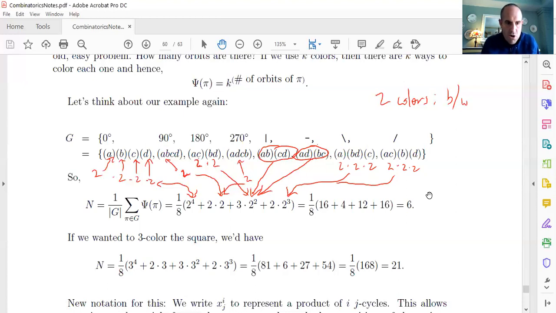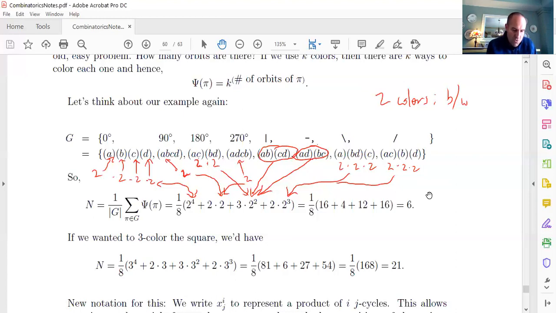So all we're doing is we're going to each one of these permutations, and we're counting the number of colorings that are fixed by that permutation. And the way we're doing that is we're simply saying, look at each one of the cycles and put a color on that cycle. Everything else is automatically going to be determined by whatever you color one of the vertices or one of the edges or what have you.